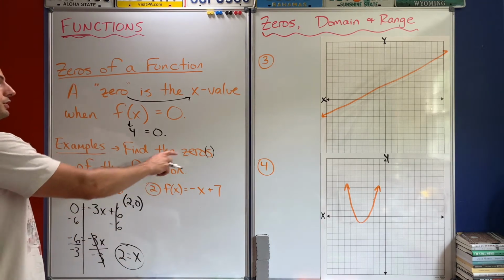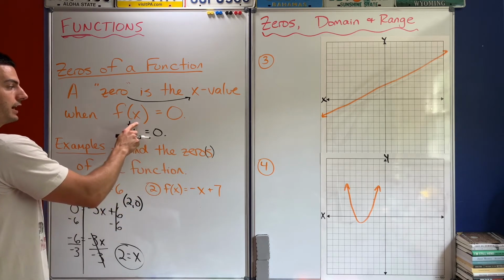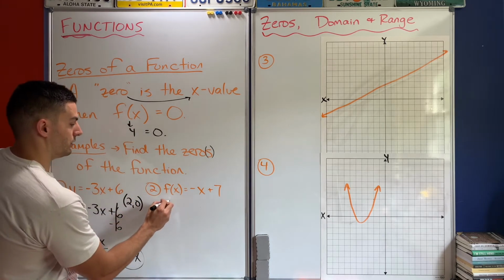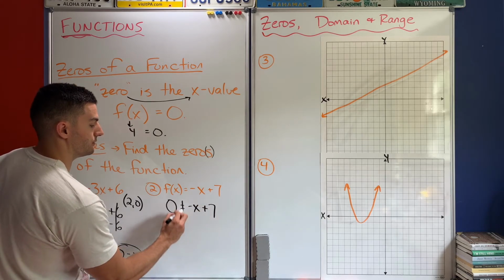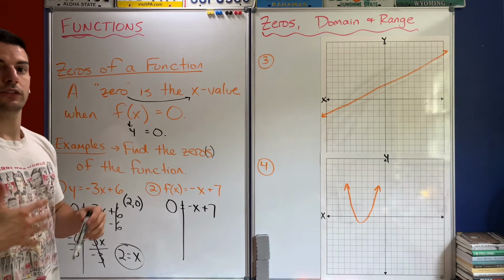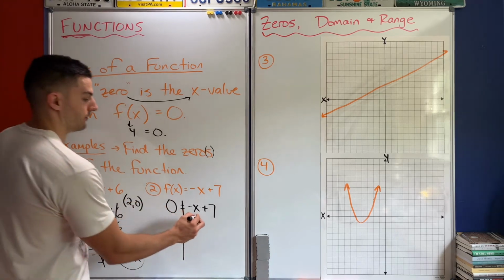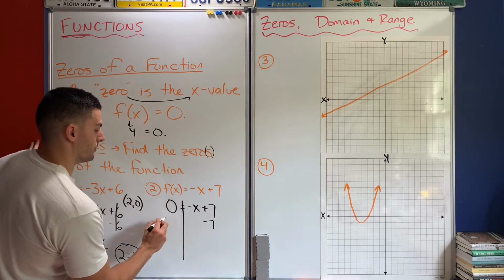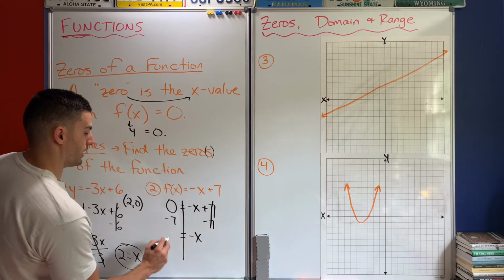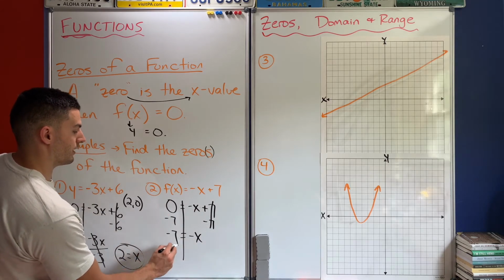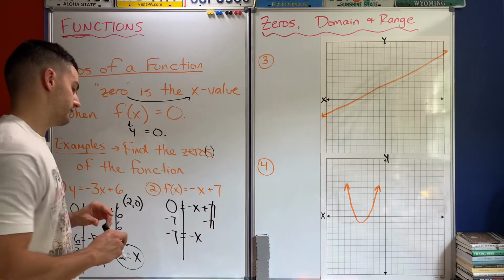So same thing, I'm wondering what's the 0? So this f of x is going to change to 0. So I replace that with 0 equals negative x plus 7. And then same thing, I solve this for x, get the x by itself. So I minus 7 from both sides. Negative x on the right equals 0 minus 7. Negative 7 on the left.